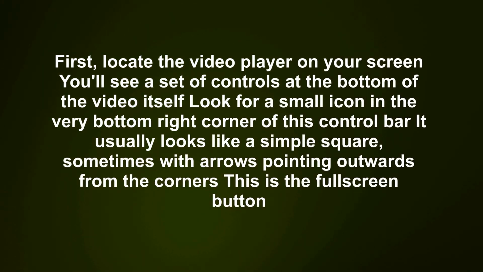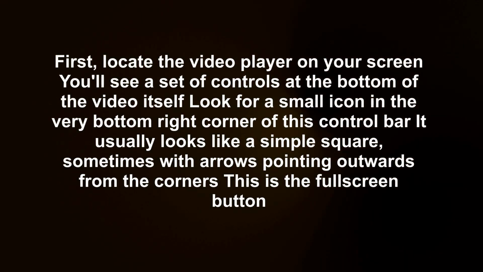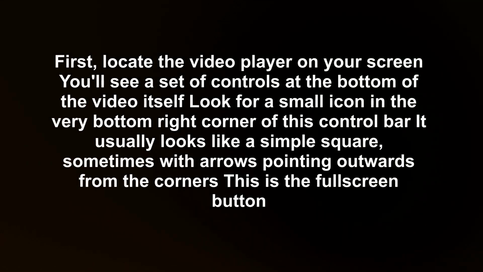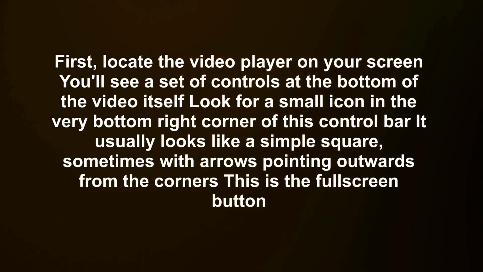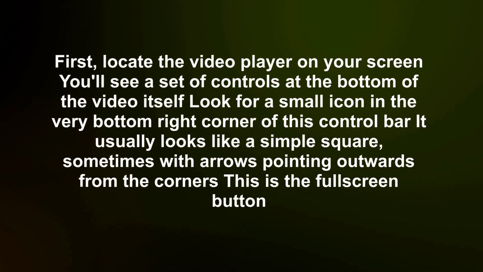First, locate the video player on your screen. You'll see a set of controls at the bottom of the video itself. Look for a small icon in the very bottom right corner of this control bar. It usually looks like a simple square, sometimes with arrows pointing outwards from the corners. This is the full screen button.